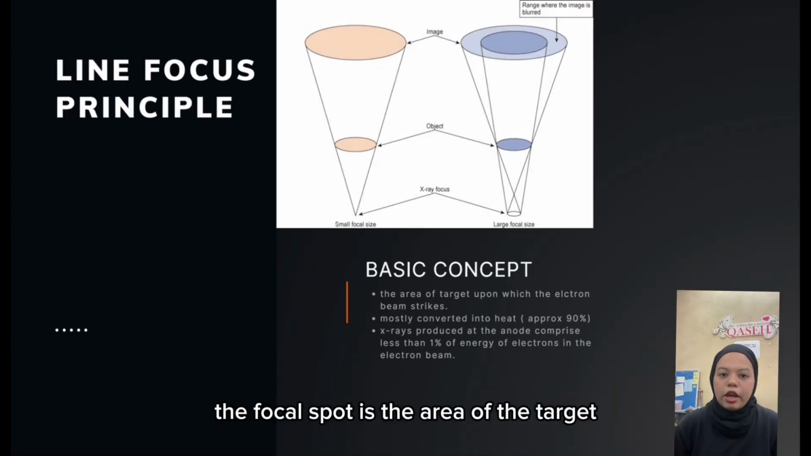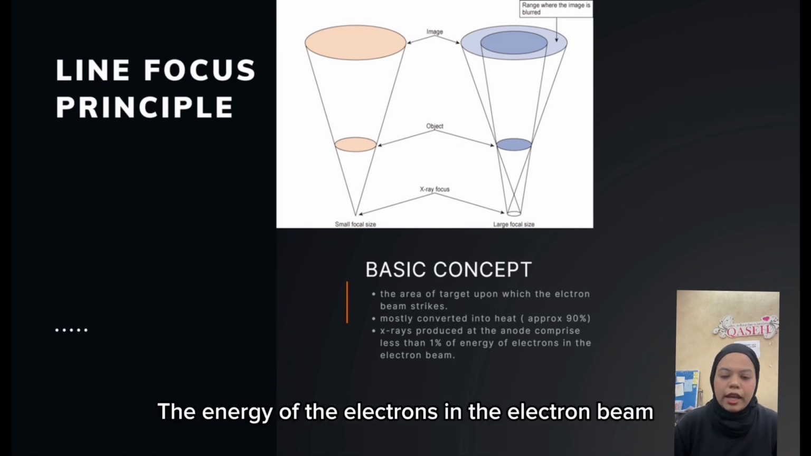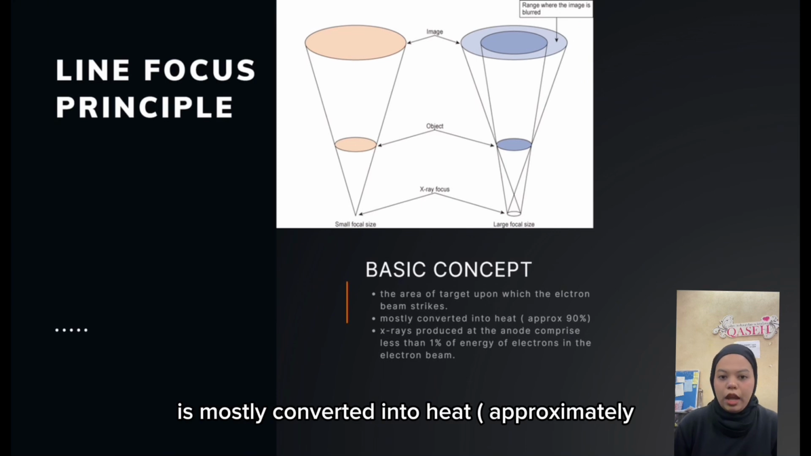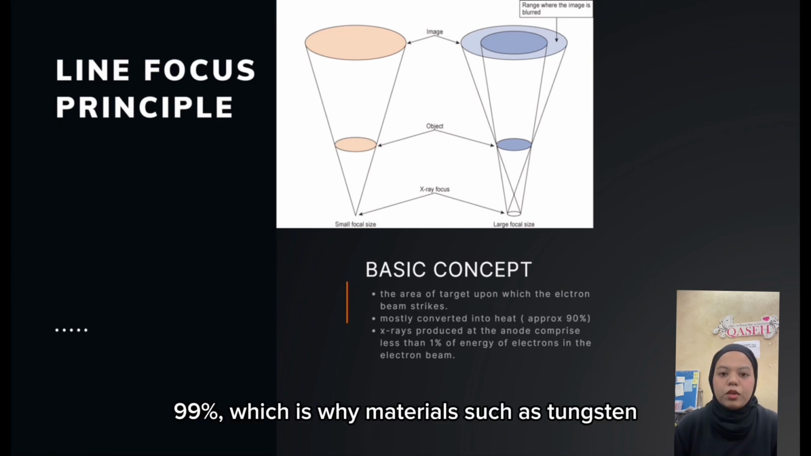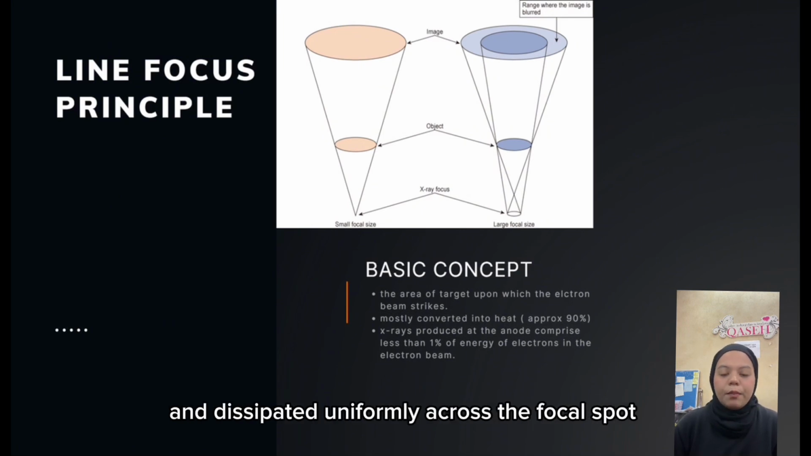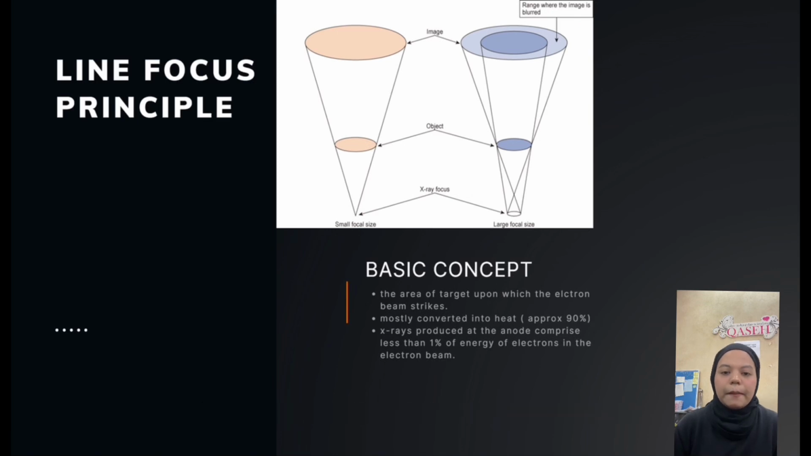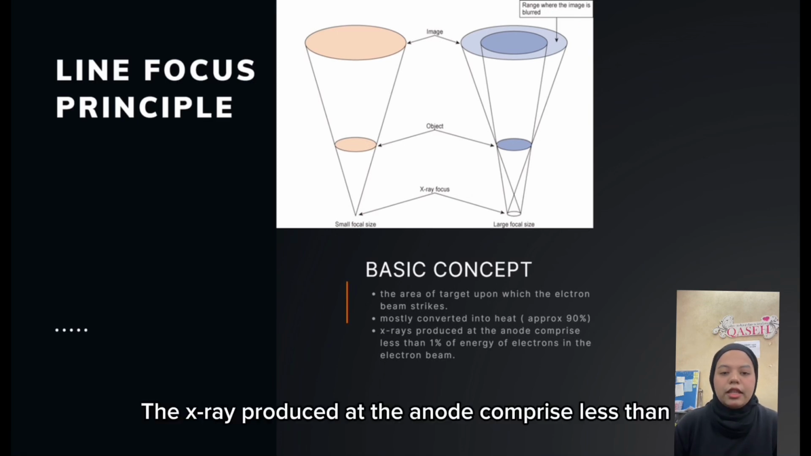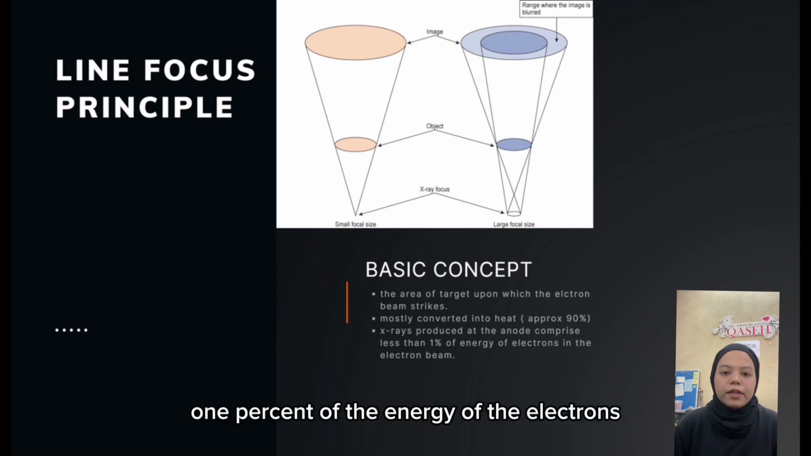The focus point is the area of the target upon which the electron beam strikes. The energy of electrons in the electron beam is mostly converted into heat, approximately 99%, which is why materials such as tungsten are used due to their high melting point, and the heat is dissipated uniformly across the focus point and anode surface. The X-rays produced at the anode comprise less than 1% of the energy of the electrons in the electron beam.